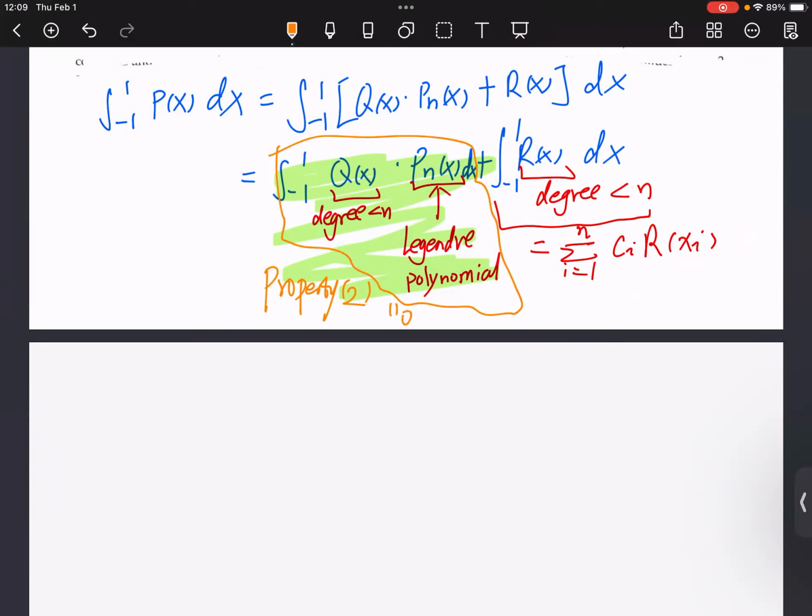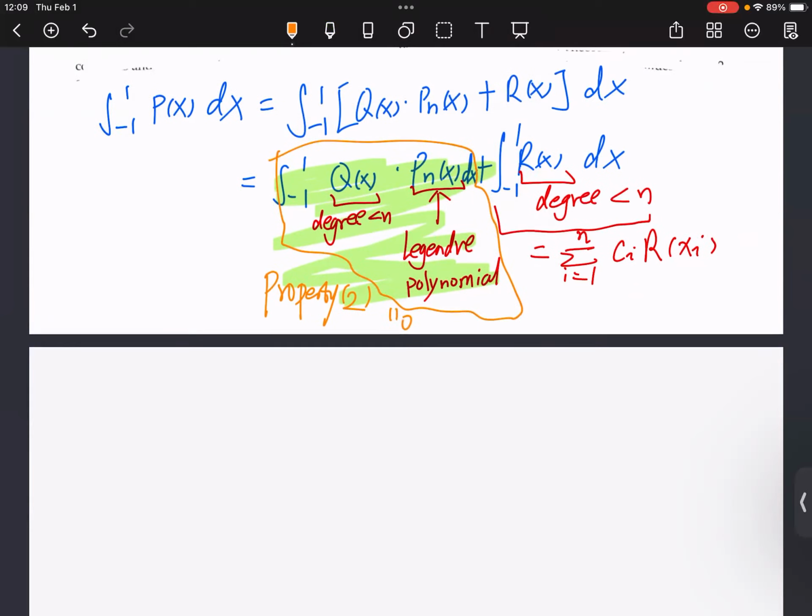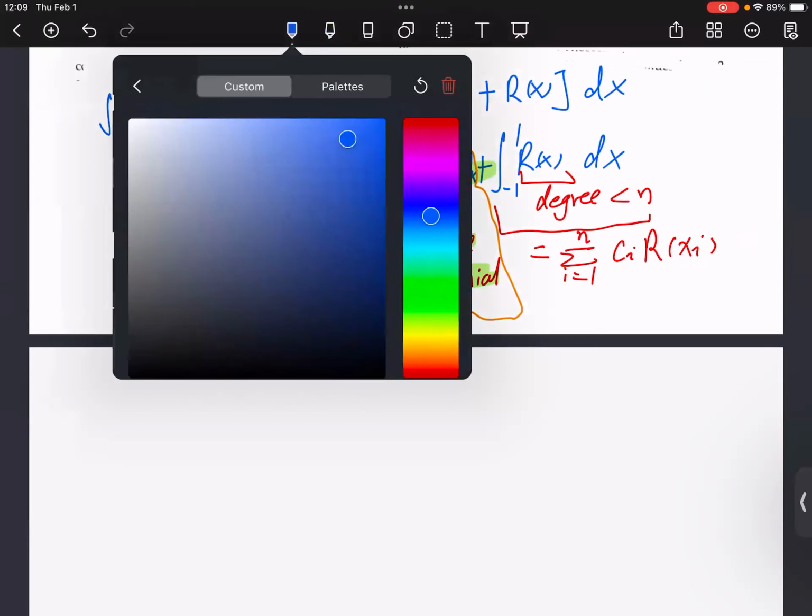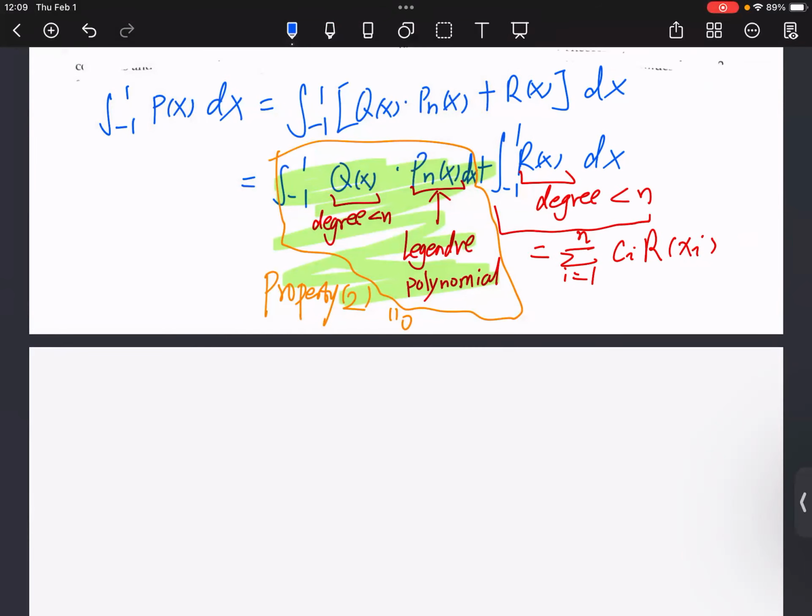Does it make sense? Because Q(x) has degree less than n, any inner product with the Legendre n polynomial should be 0, because they are orthogonal. And now we can reduce all the things, so the integral from -1 to 1 of P(x) dx equals the integral of R(x) dx, because this one goes to 0, and then we just have these things.